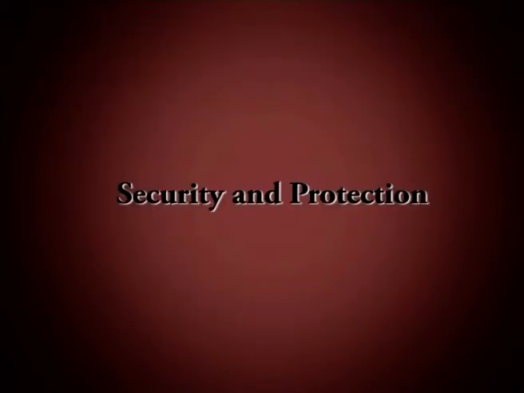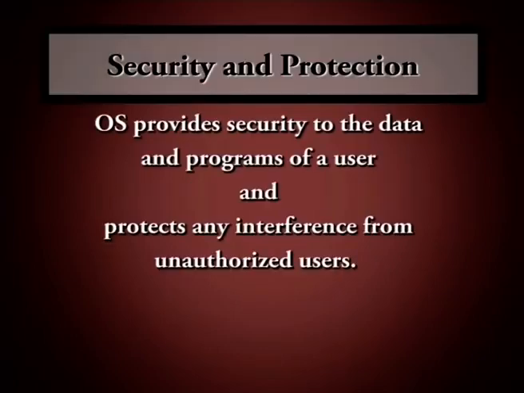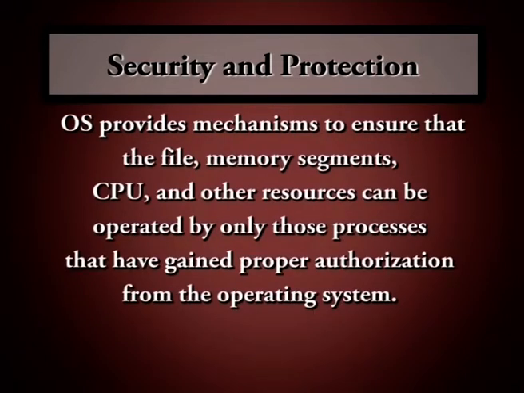Fifth one is security and protection. The operating system provides security to the data and programs of a user and protects against any interference from unauthorized users. Also, the operating system provides mechanisms to ensure that files, memory segments, CPU and other resources can be operated by only those processes that have gained proper authorization from the operating system.